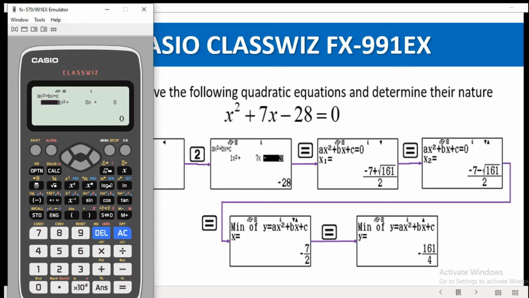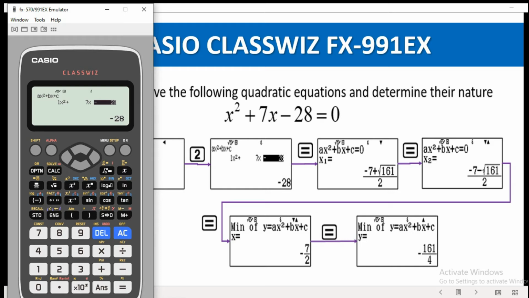Now what we need to do is only insert the coefficient values and constant values in the given equation. So the coefficient value of the square term is 1 here, that is 1x squared, and the coefficient value of the x term is 7 here, positive 7, and the constant value is minus 28. So we need to press minus 28 and then the equals button. In this way we can insert our coefficient and constant values in our given polynomial equation.